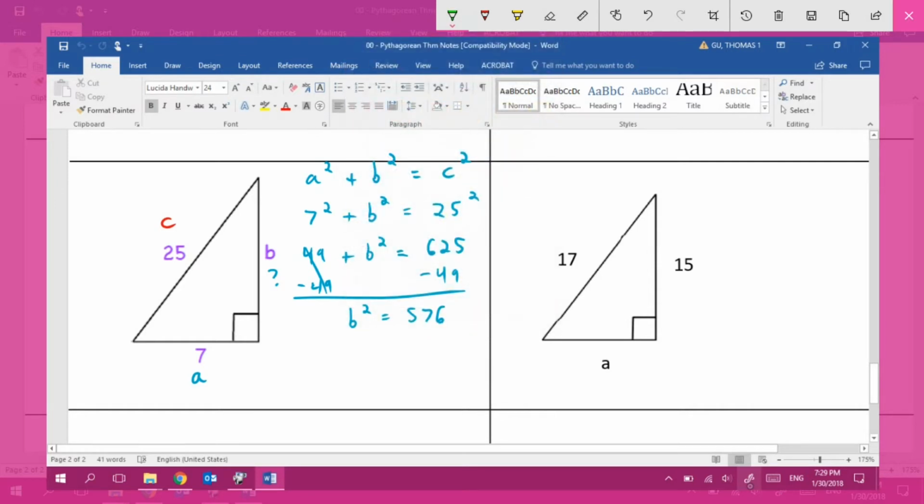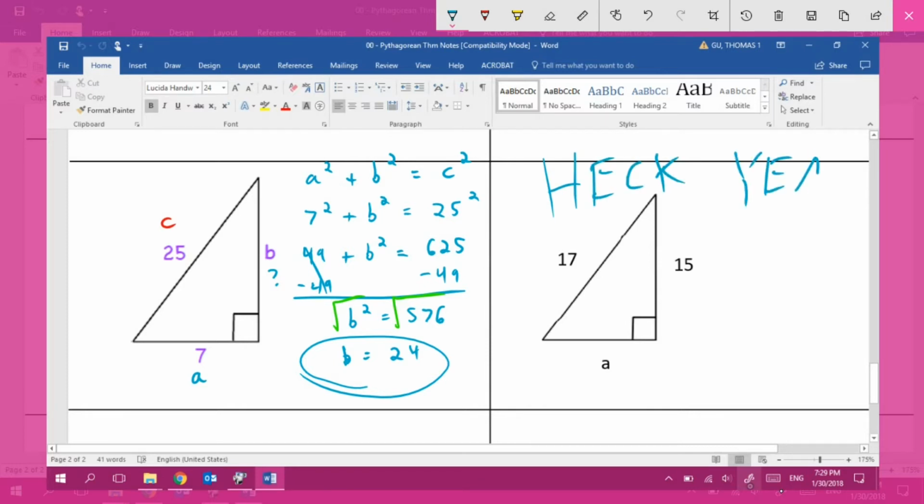And am I looking for B squared? No, I'm looking for B. So I've got to get rid of the squared sign. I take the square root of both sides, and that leaves me with B equals 24. 24 is in fact the square root of 576. You can use a calculator to find that, or you can know it in your head, like I definitely did there. So that's how you use the Pythagorean theorem to find missing sides. You set it up, you write it out, you substitute the sides that you do know, and then you solve for your missing side.